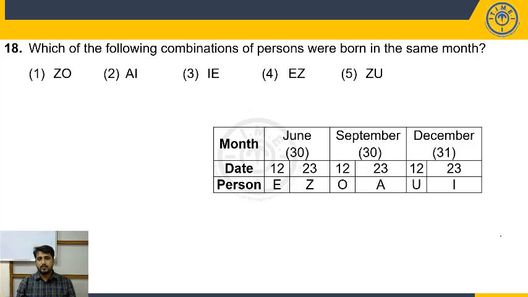Which of the following combination of persons were born in the same month? Is it ZO same month? No, different months. AI different months. IE different months. EZ same. Choice 4. Only one will be the correct answer, right? So choice 4. Now move to the next one.